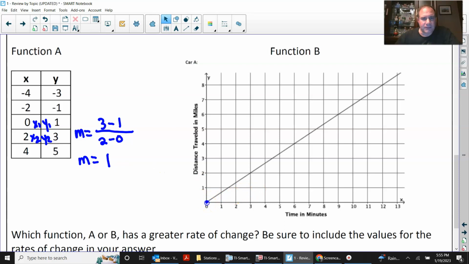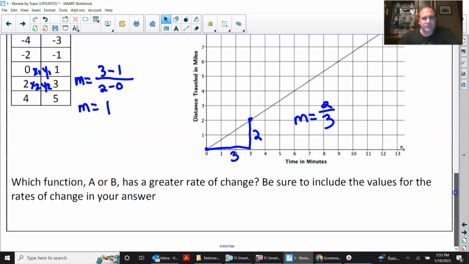Okay. I'm going to pick this point, and I'm going to go and pick this point. So time in minutes, that's 3. And distance traveled, 2. So we have 3 and 2. So this one is 2 over 3, rise over run. And obviously function A is greater because that is further away from 0.